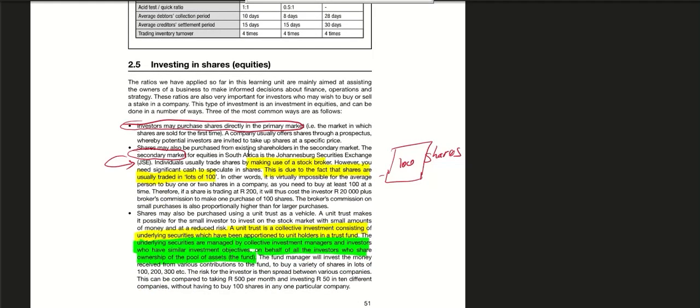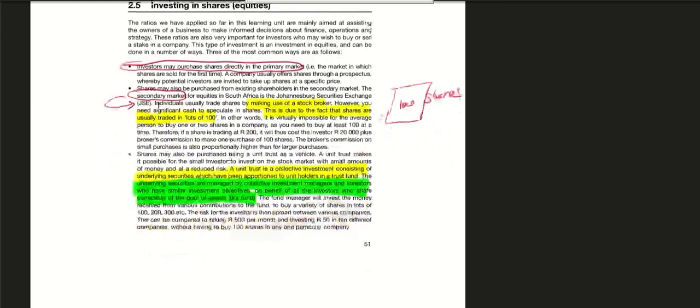But investing in shares, before we go to gearing, we were talking about gearing, if you remember. Before we go to that, let's talk about investing in shares. And this was part of the exam, by the way, okay? The three most common ways to invest: you can purchase shares directly on the primary market. Companies have prospectuses, whereby potential investors are invited to take up shares at a specific price. So that's the primary market.